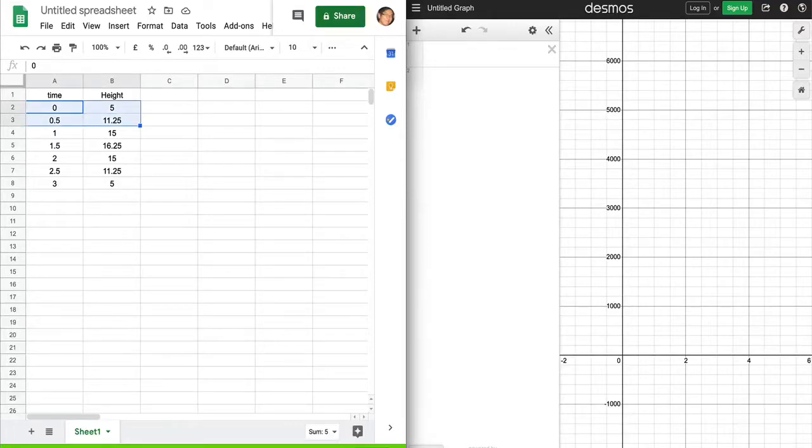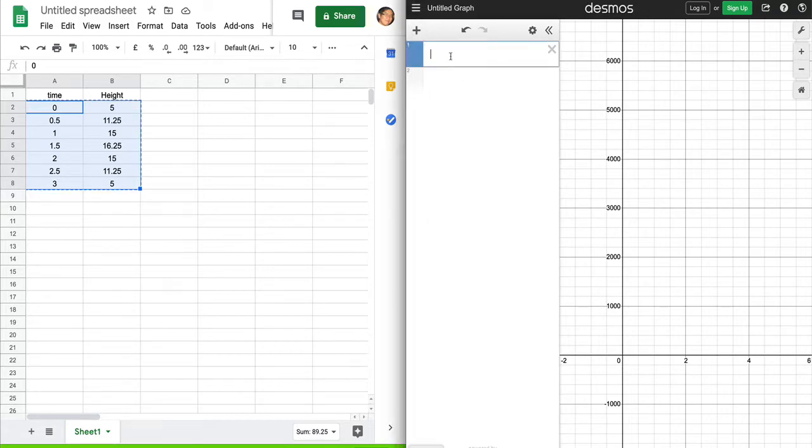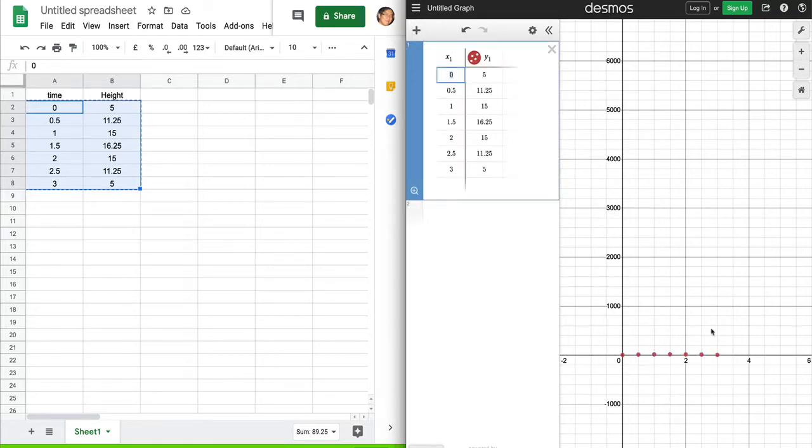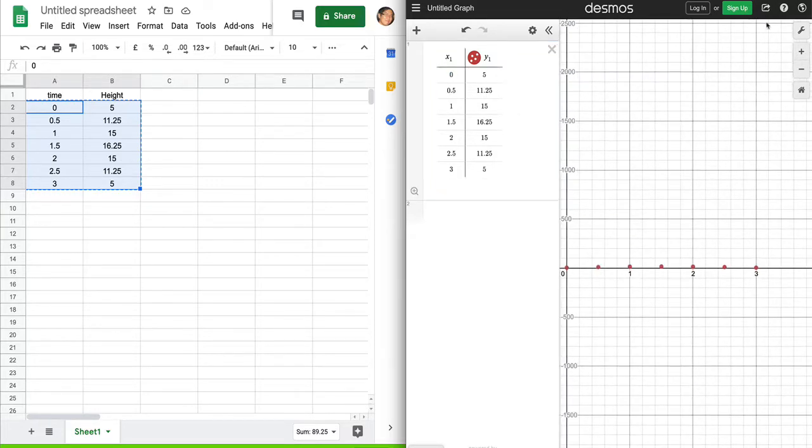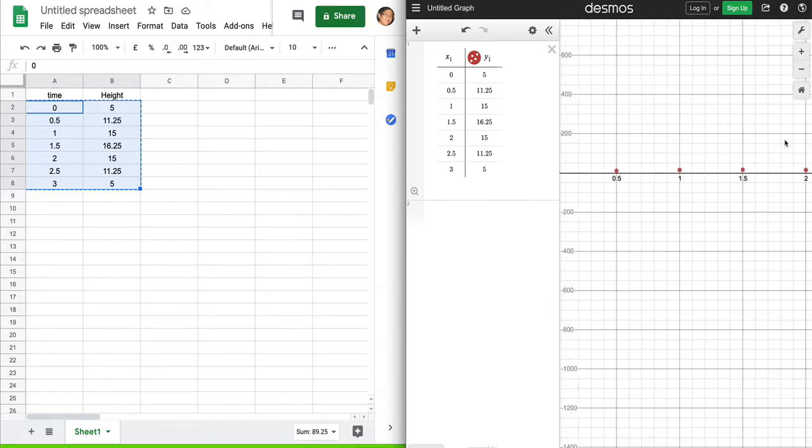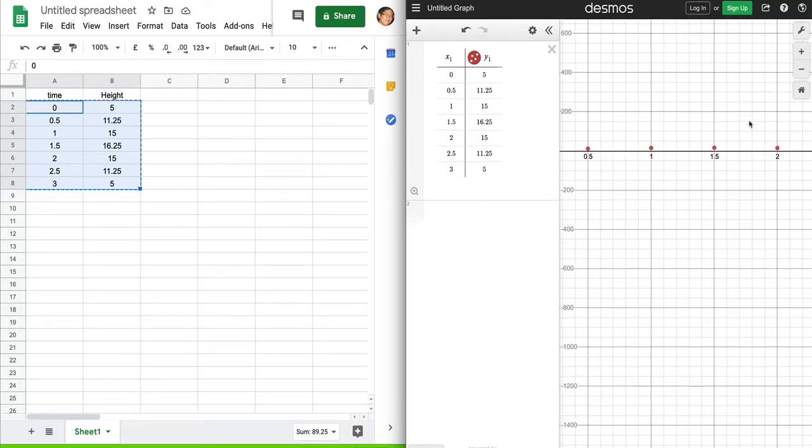I entered again in an Excel sheet or Google Sheets the data that was given from question 10. You just copy and paste this and put it in Desmos. And then I get this data here. Ooh, we really need to zoom in here. So it looks like a quadratic. It looks like it's going up and coming back down, right?